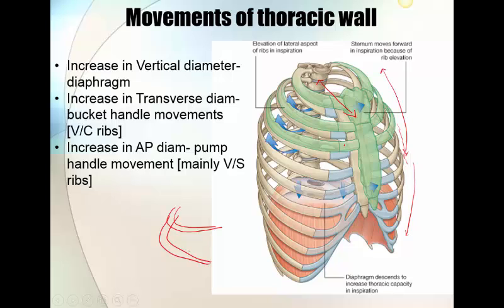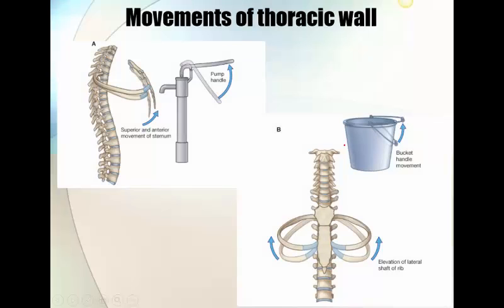The intercostals are inspiratory as well as the diaphragm. The diaphragm increases the vertical diameter. The transverse and anteroposterior is done by the intercostal muscles. So this is showing you the same thing. Notice the pump handle, as it goes up, it pushes the sternum forwards. This is bucket handle. So this was the diameter. When it becomes horizontal, this diameter increases.